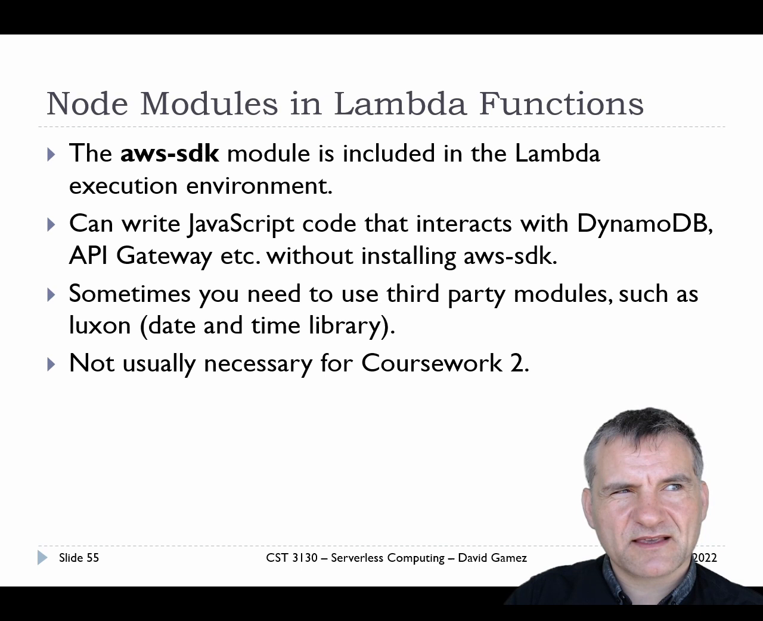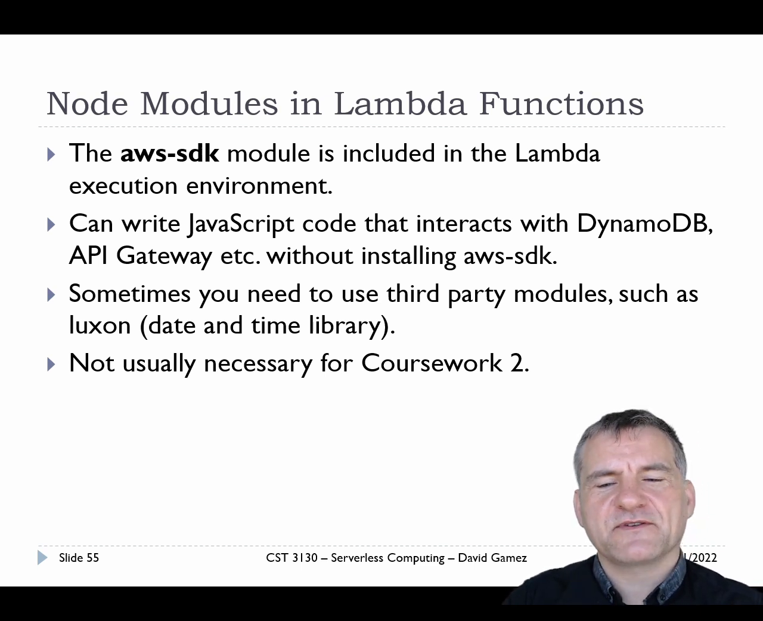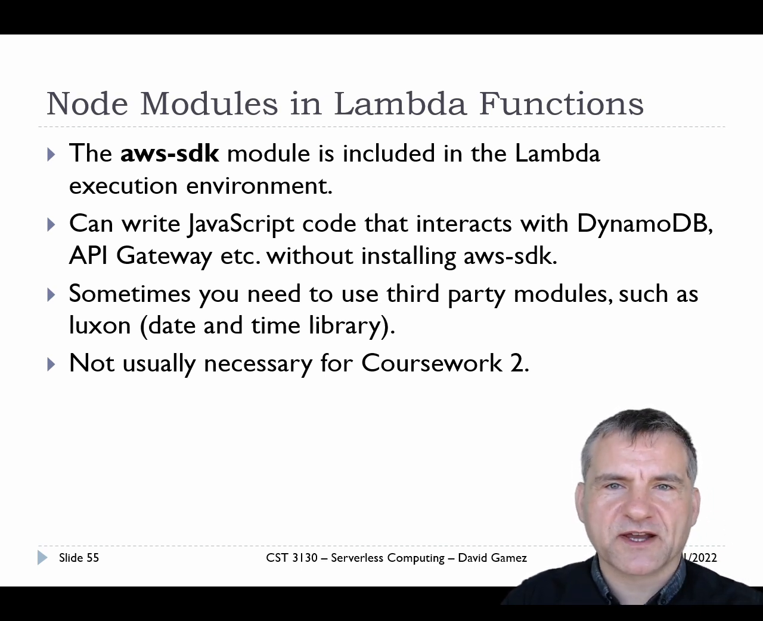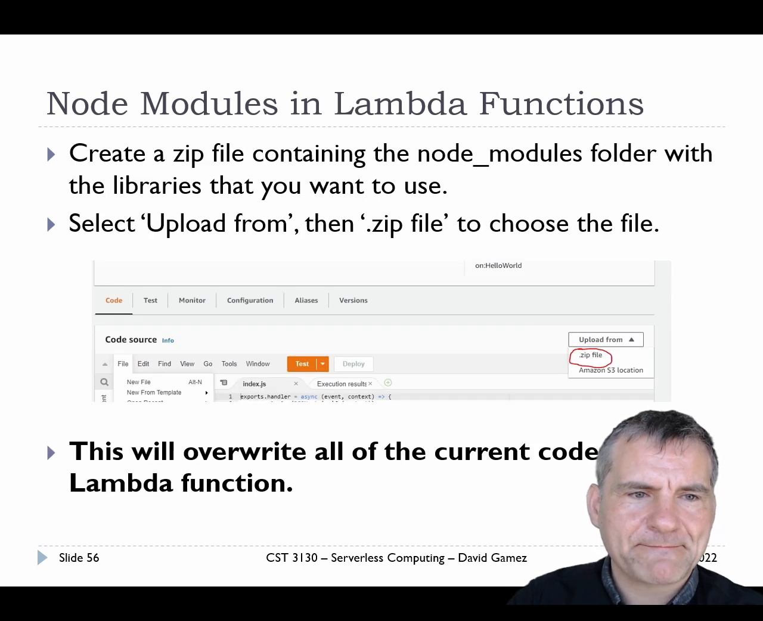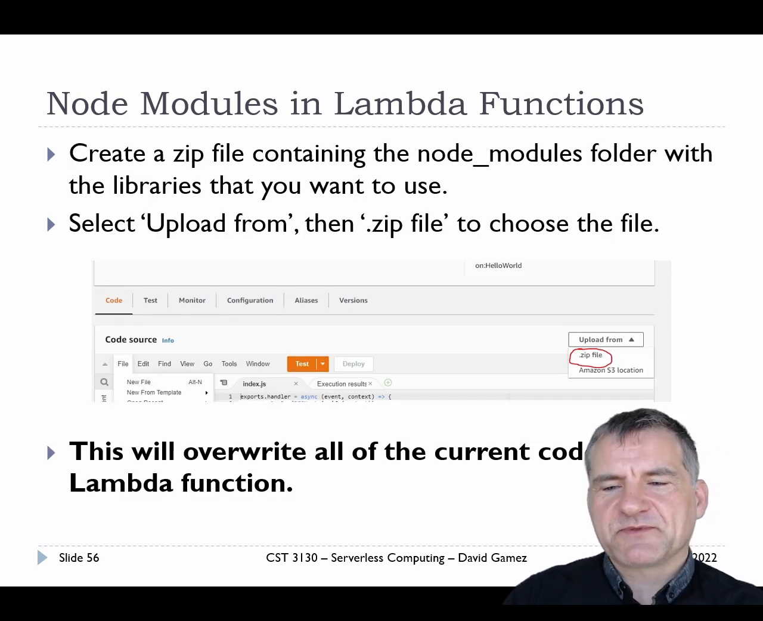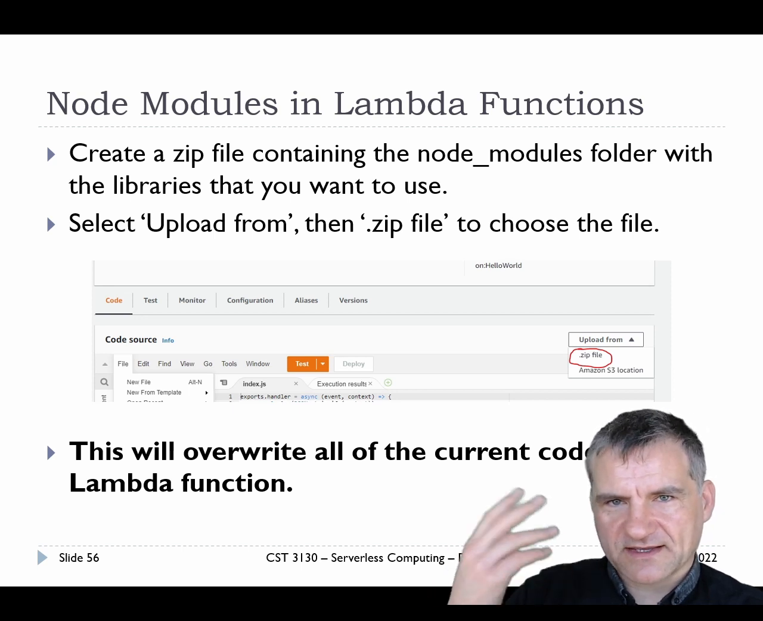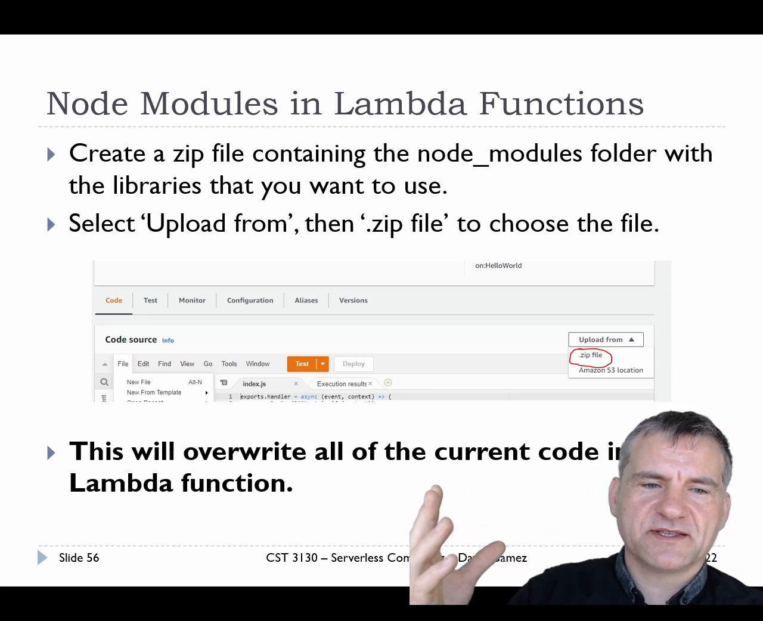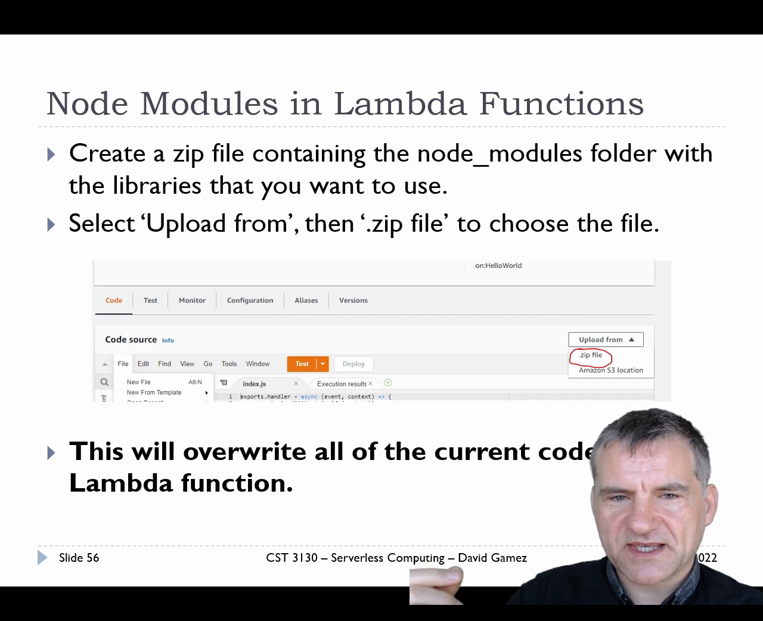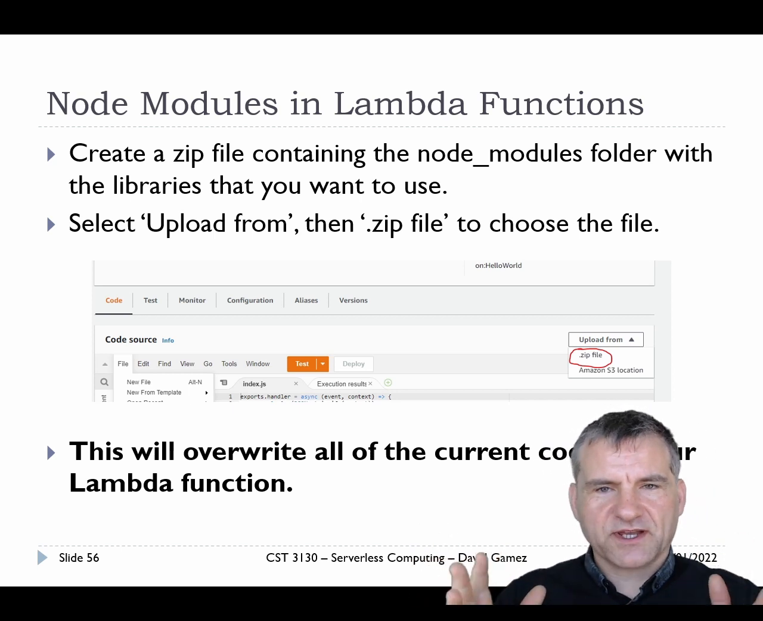It's very rare that you'd need that for coursework 2, but if you're doing like polynomial regression or something, then maybe you might need something like that, yeah? So doing it's pretty easy. You create a zip file containing the node modules folder that has the libraries, and then you can also put your own code into that as well. Then you upload from zip file, and I'll show you how to do this.